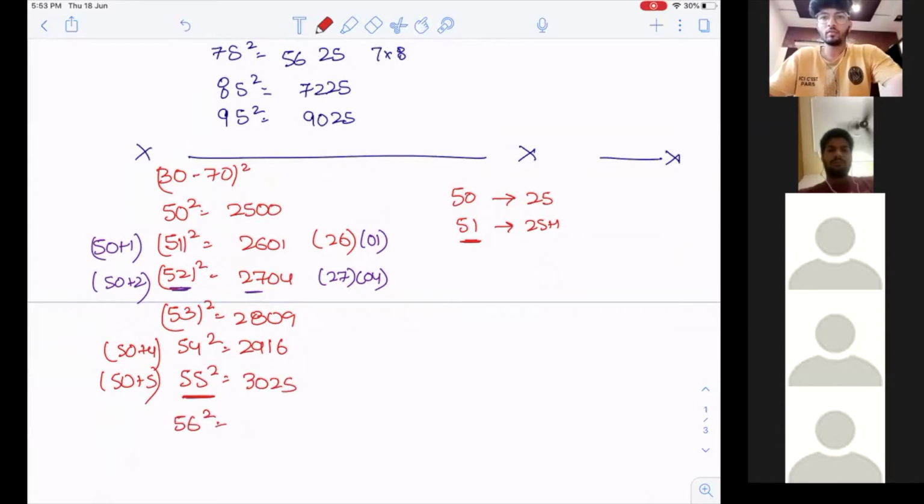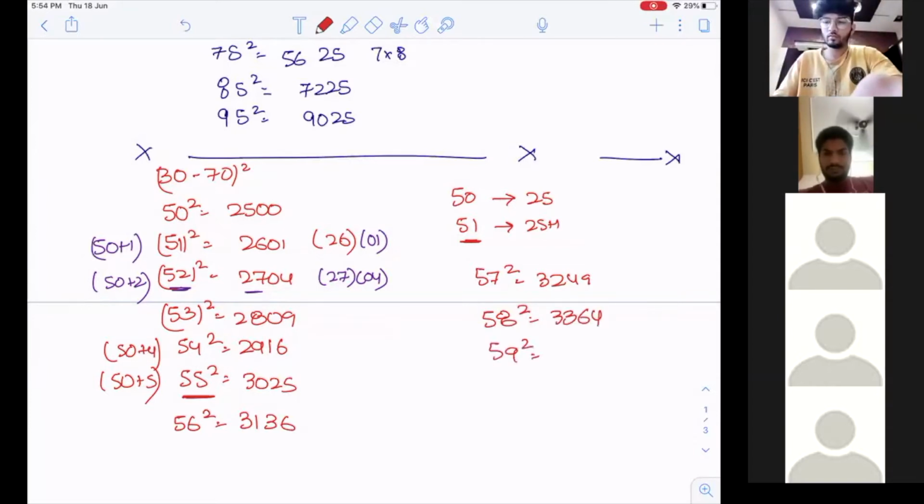Next. 56 square. Quickly. Tell me. So 3025, that's done. 55 is done. 56 square. 25. 56. 25 plus 6 is how much? 3136. Correct. 57 square. 36. 25 plus 7. 3249. Keep on writing it if you're writing it. 58 square. 25 plus 8. How much? 33. 8 square. 64. 59 square. 25 plus 9. How much? 34. 81. Now 60 square we all know.